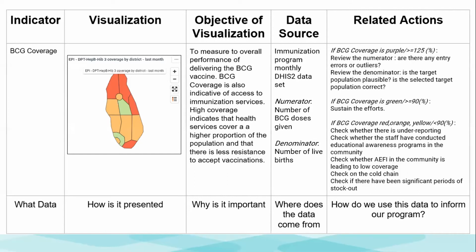Right. If the BCG coverage is in green, as you are seeing here, then you are saying, okay, please, well done, just sustain the efforts, right? Don't let it down. Just continue what you have been doing or try to improve further. And then what you have to do if the coverage is in red or orange or yellow, which is less than 90%, then you have to mention what are the things you have to do. Check whether there is underreporting. Check whether the staff have conducted educational awareness programs in the community, right? Or check whether AEFI, which is adverse effects following immunization in the community, is leading to a low coverage.